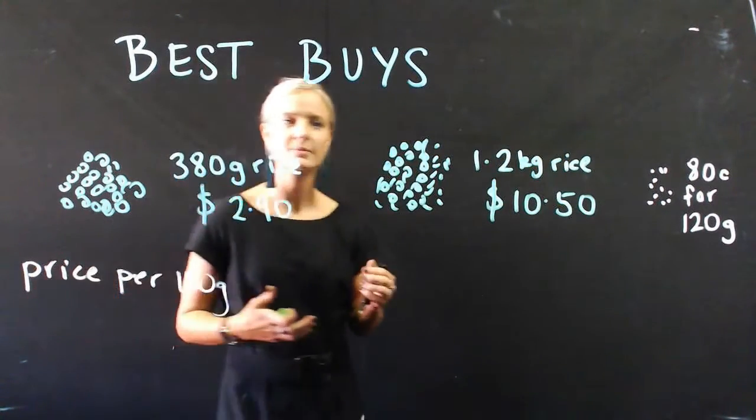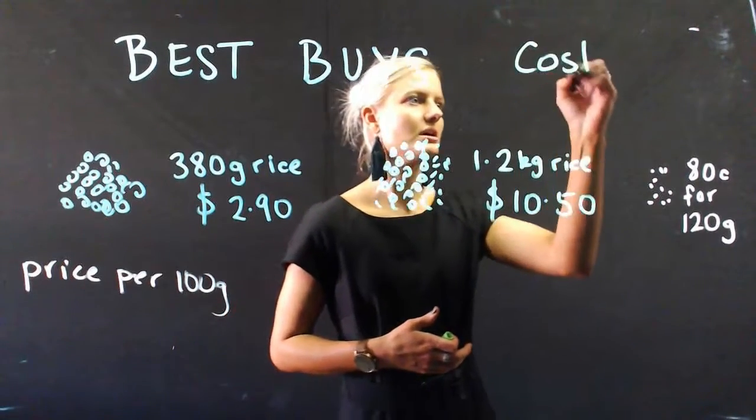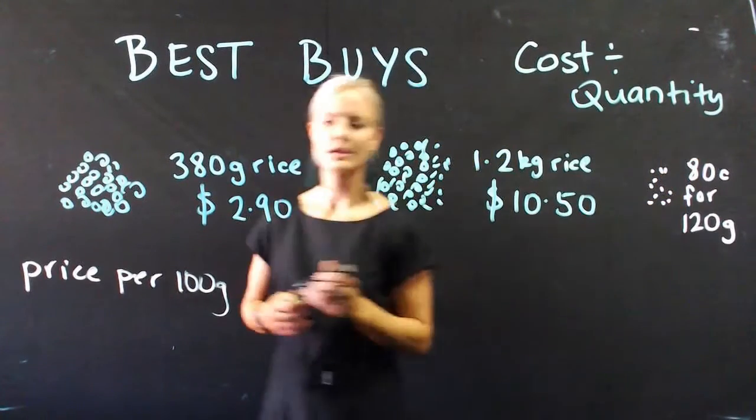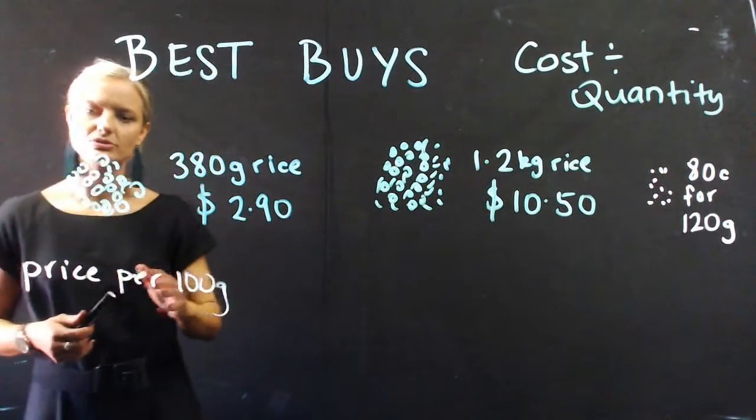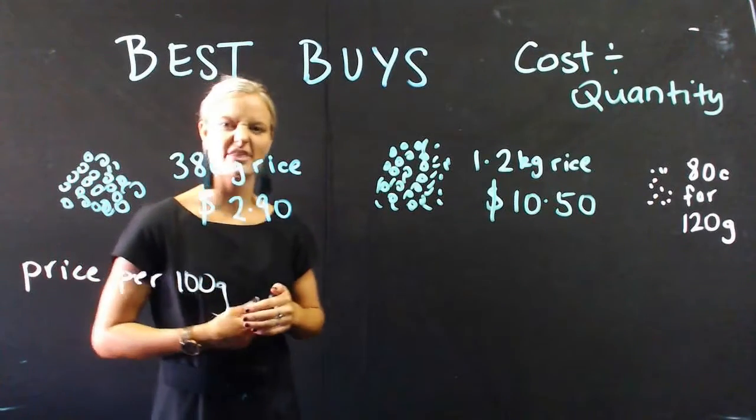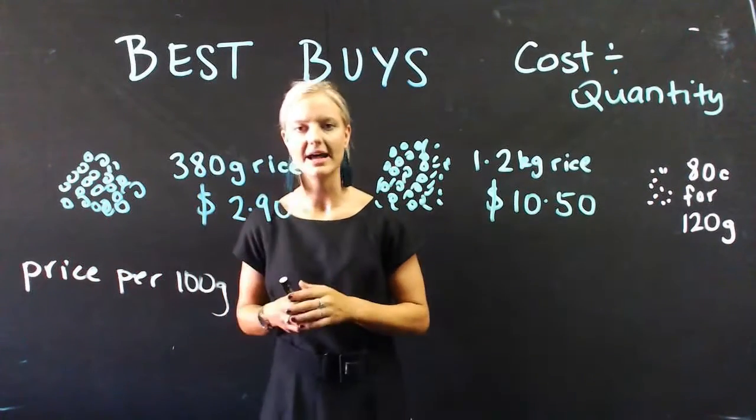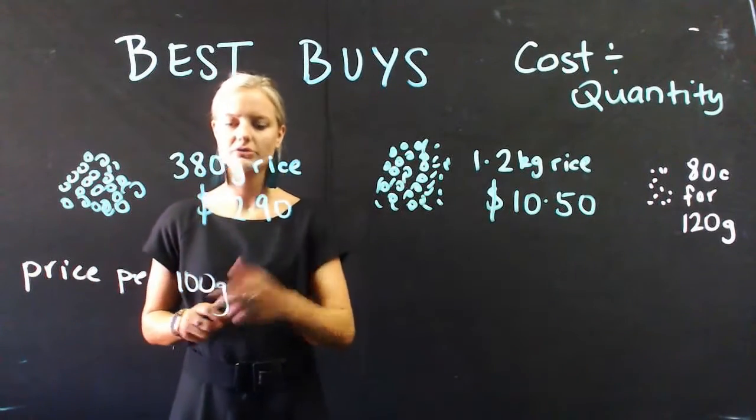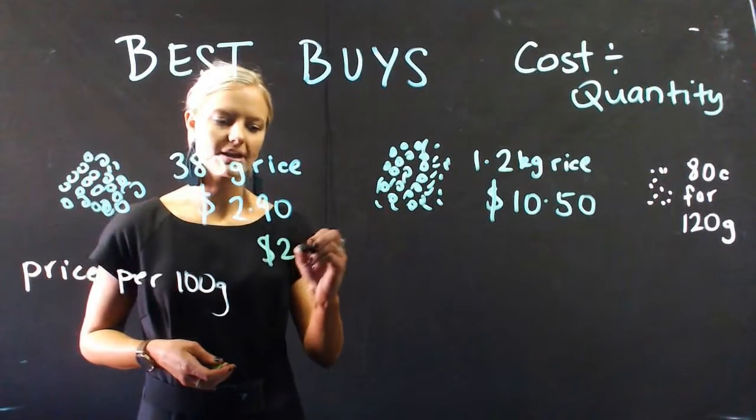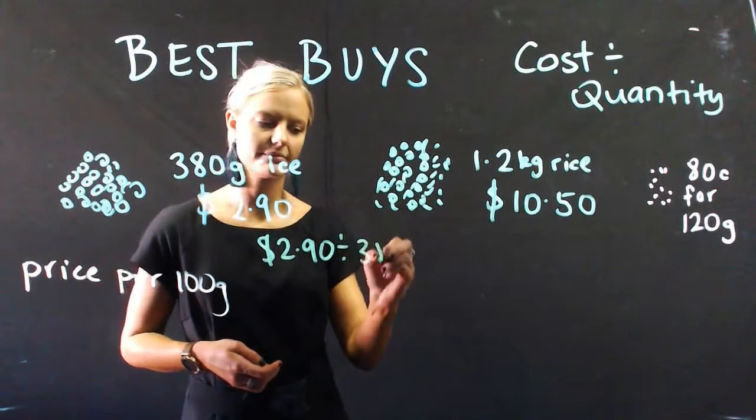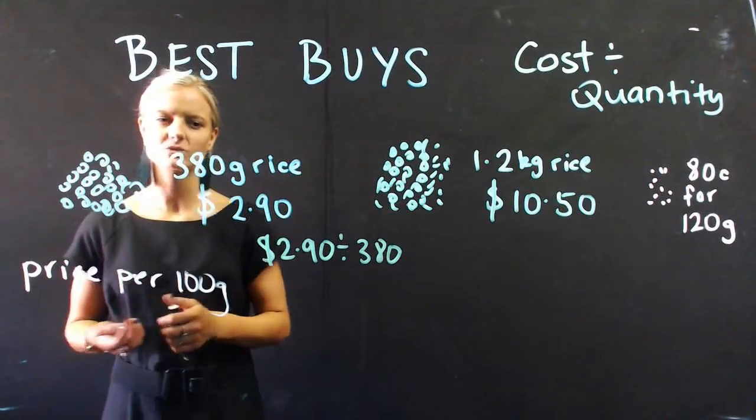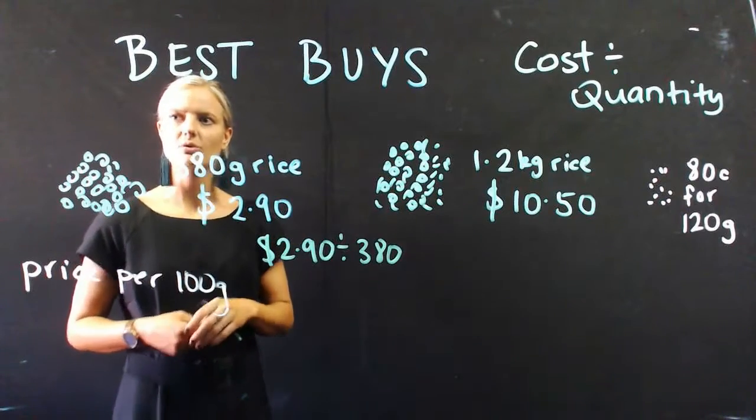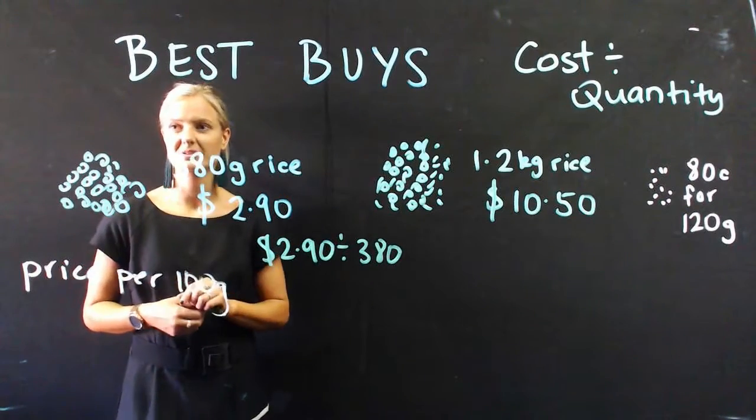What is the formula for best buys? The formula is cost divided by quantity. Now it's a little bit special when we're going up to per 100 grams rather than per item or per litre or per kilo, because we've got 100 grams. Now let's consider cost, $2.90, divided by quantity of 380. Now that will end up telling us what the price is per gram. So dividing 2.90 by 380 will tell us how much it is for 1 gram worth of rice.